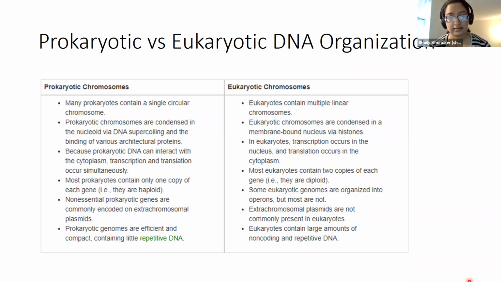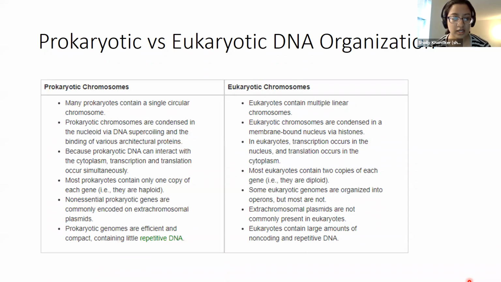In addition, prokaryotic DNA can undergo transcription and translation at the same time because it's located in the cytoplasm. They're typically haploid, which means they only contain one copy of each gene. And non-essential genes are encoded on extrachromosomal structures known as plasmids, which we'll be talking about later in the context of how plasmids can be manipulated in a laboratory setting.